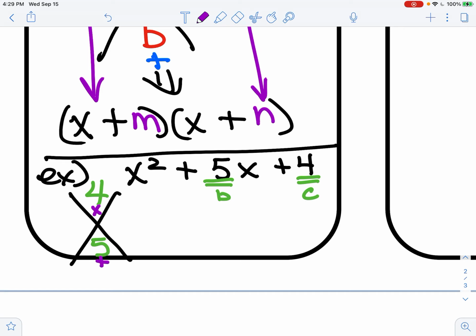So what 2 numbers will multiply to 4 and add to 5? Well, let's think. The factors of 4 are 2 and 2, but 2 and 2 will multiply to 4 but not add to 5. Okay. Another case is the factors of 4 are 1 and 4. Will 1 and 4 add to 5? Yes, they will. So I'm going to put 1 and 4 here. This is our m value, and this is our n value.